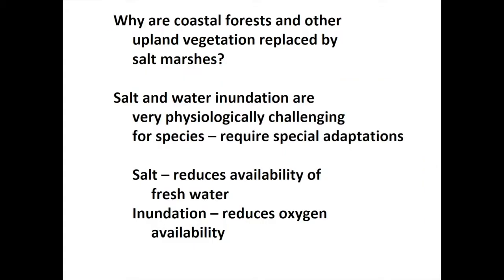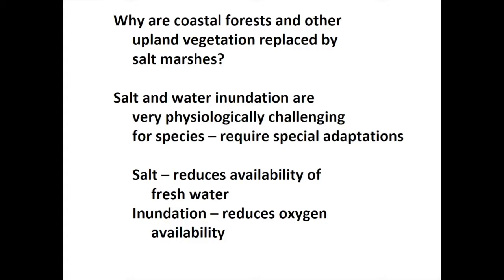When you go to the salt marsh, you'll notice that there's a very sharp transition from the coastal forest and other upland vegetation to salt marsh species. Many people want to know why such an abrupt transition. Well, it turns out that both salt and water inundation are very physiologically challenging for plant species and require very special adaptations. We see water inundation being a real problem for houseplants. If we water them too much, they die.